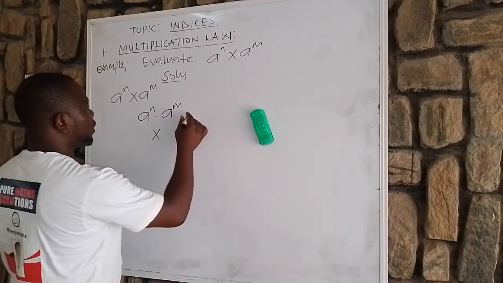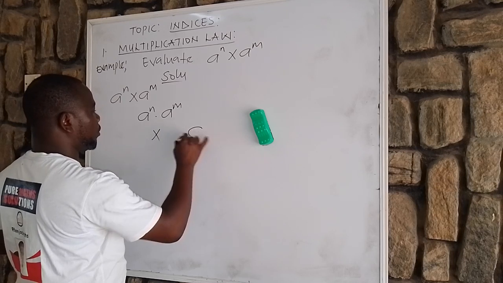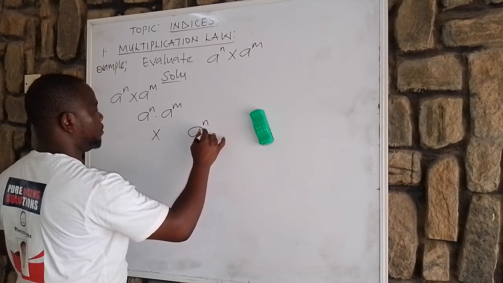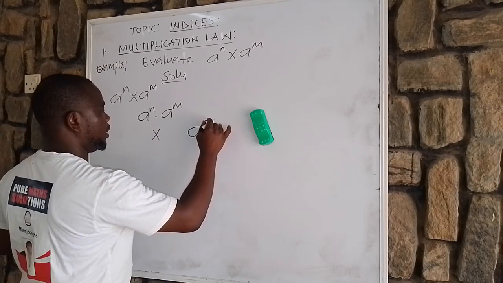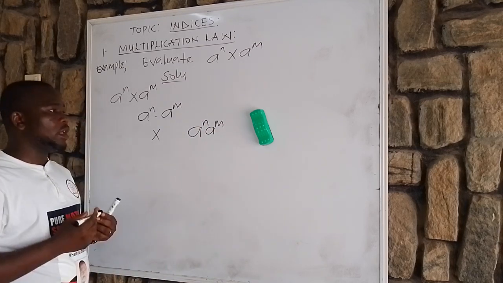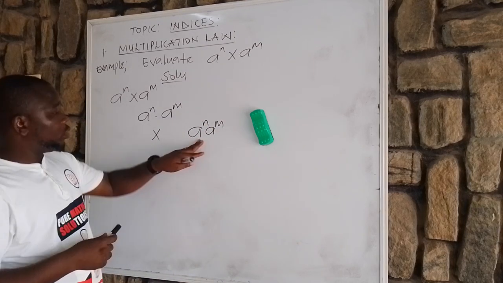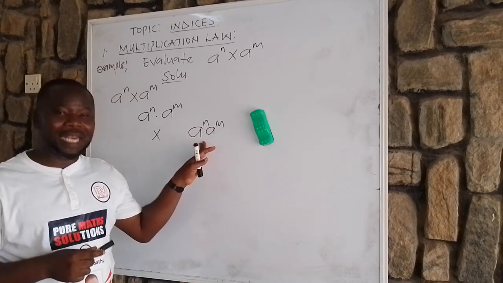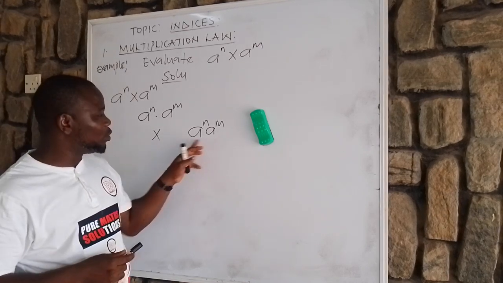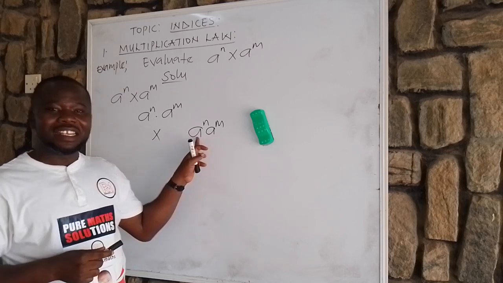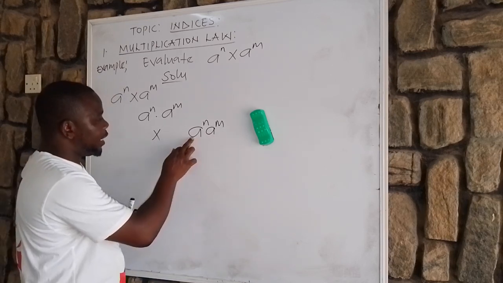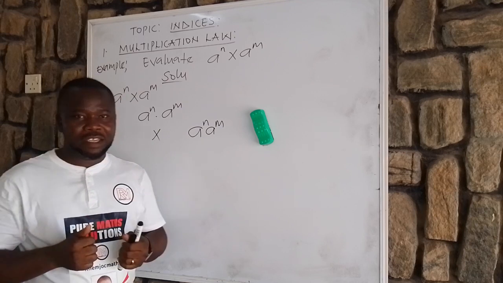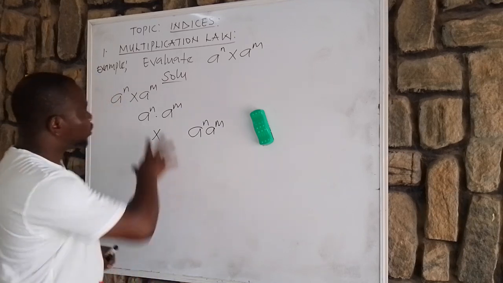Or sometimes it might even be in this form, a raised to the power of n, a raised to the power of m. This one too is the multiplication law you are going to apply. Why? Because these two are multiplying, and you know that the bases are the same. This is a, this is also what? a. Please take note. Is that clear?